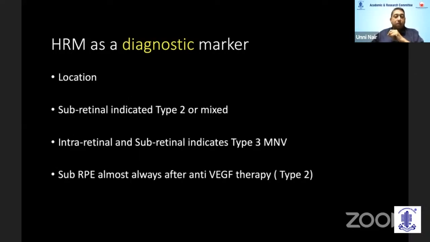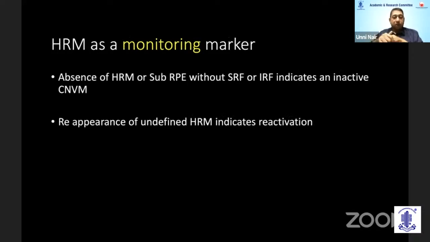Now, it's a diagnostic marker based on location. When the hyperreflective material is subretinal, it is most likely associated with a type 2 membrane. When it is intraretinal, you can always think of a type 3 membrane. But when it is sub-RPE, it is nearly always after anti-VEGF therapy. So based on the location of the hyperreflective material, you can make a diagnosis. As a monitoring tool, it's quite important. When you do not have hyperreflective material and you do not have SRF or IRF, it indicates an inactive membrane. The first reappearance of undefined HRM could be an indication of reactivation of a CNV. So as a monitoring tool, the HRM could be quite important.